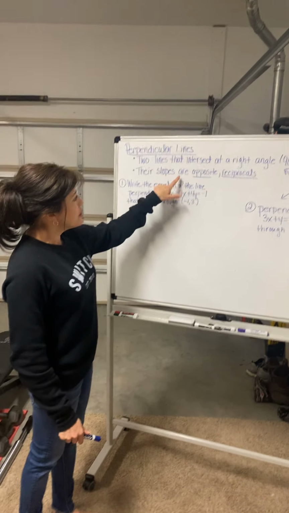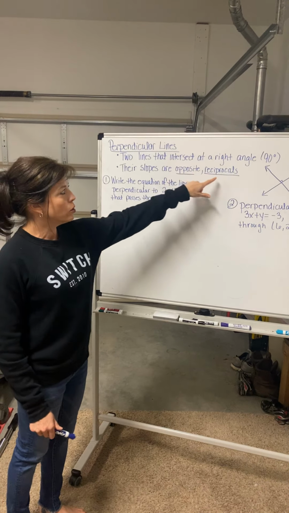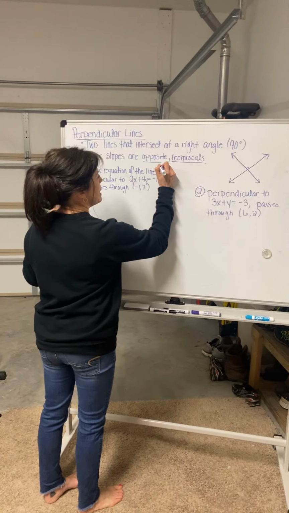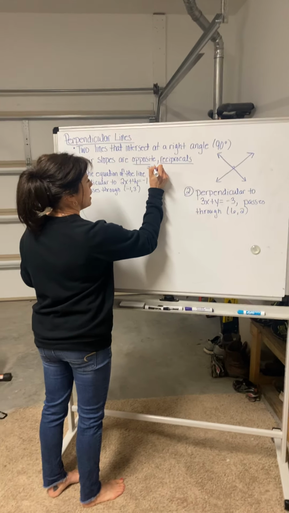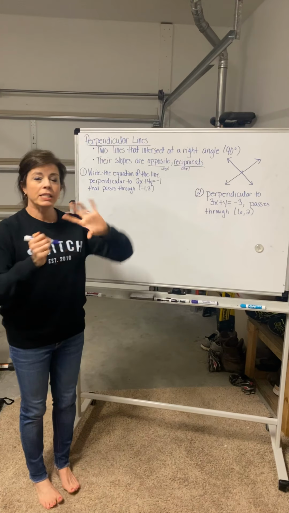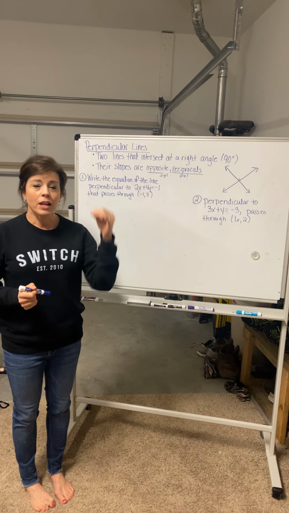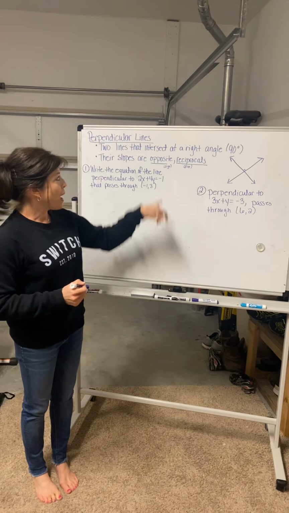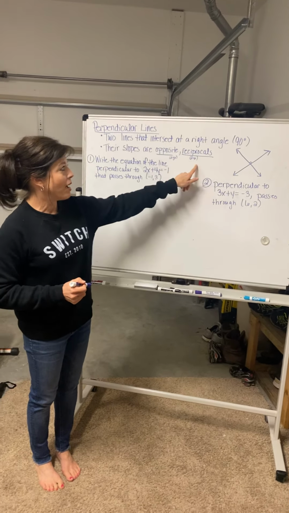Perpendicular lines have slopes that are opposite reciprocals. So here's what that means. The opposite just means the opposite sign. And reciprocal, a quick way to think about reciprocal, just means to flip it over. So if you had 3 over 2, the reciprocal of 3 over 2 would be 2 over 3. So you have to change it to the opposite sign and you have to flip it over.